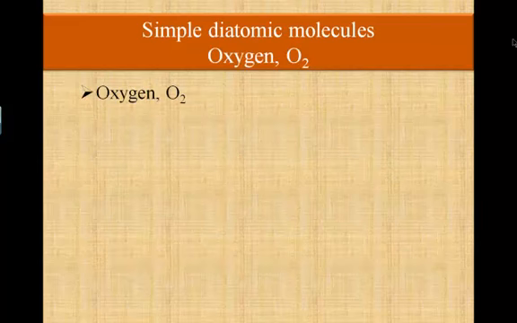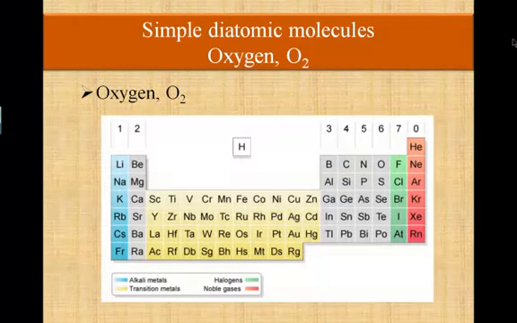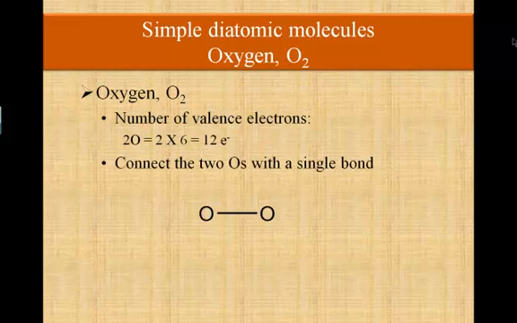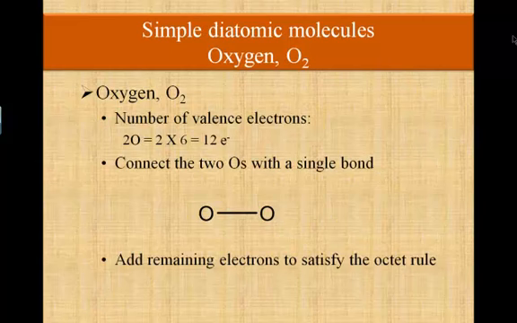Let's look at oxygen. Again, we go to our periodic table, we look for oxygen, and we see it is in group 6. So each oxygen will contribute 6 electrons to our Lewis dot structure. So I have 2 times 6 for 12. Connect the 2 oxygens with a single bond. I've used 2 electrons. I have to distribute the remaining 10. So I have 2, 4, 6, 8, 10, 12.